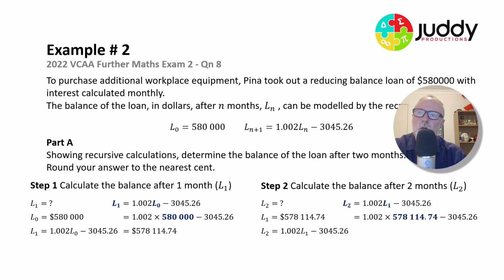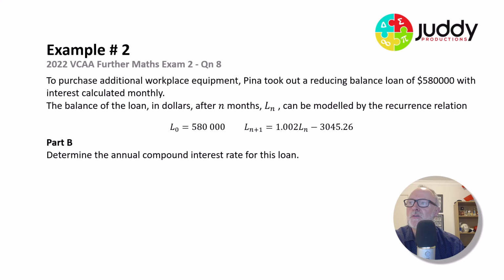So we do so. It's equal to 1.002 multiplied by 578,114.74, and then we take away the monthly payment of 3045.26. We do that, we end up with a value of $576,225.7094. This question asks us to round to the nearest cent, so that becomes $576,225.71.